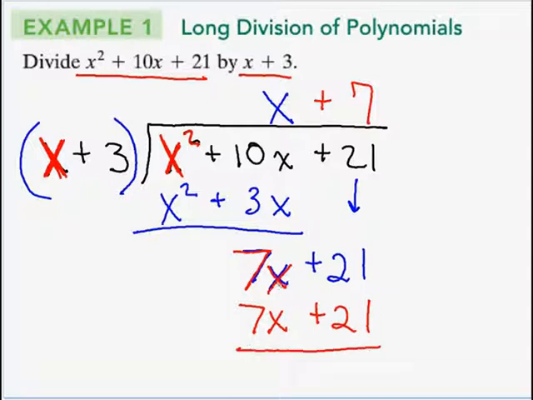And when we subtract, 7x minus 7x is nothing. 21 minus 21 is nothing. So we have no remainder. There's nothing left over. And our answer is this x plus 7.